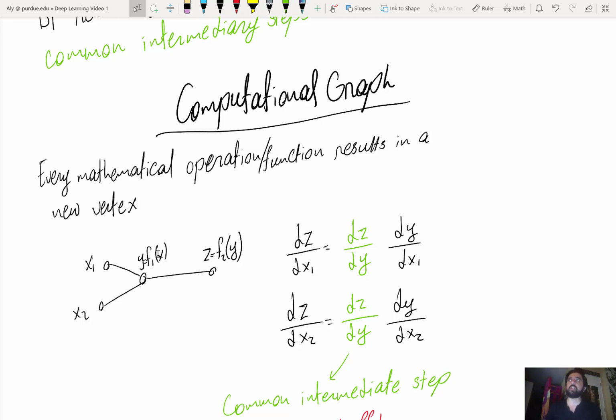So the computational graph in general is a graph where a vertex is assigned to every new mathematical operation, right? And edges correspond to operands, right? So if I have a multiplication of three variables, then I would have three edges, but only one new vertex corresponding to the operation. So vertices correspond to operations, edges correspond to operands.